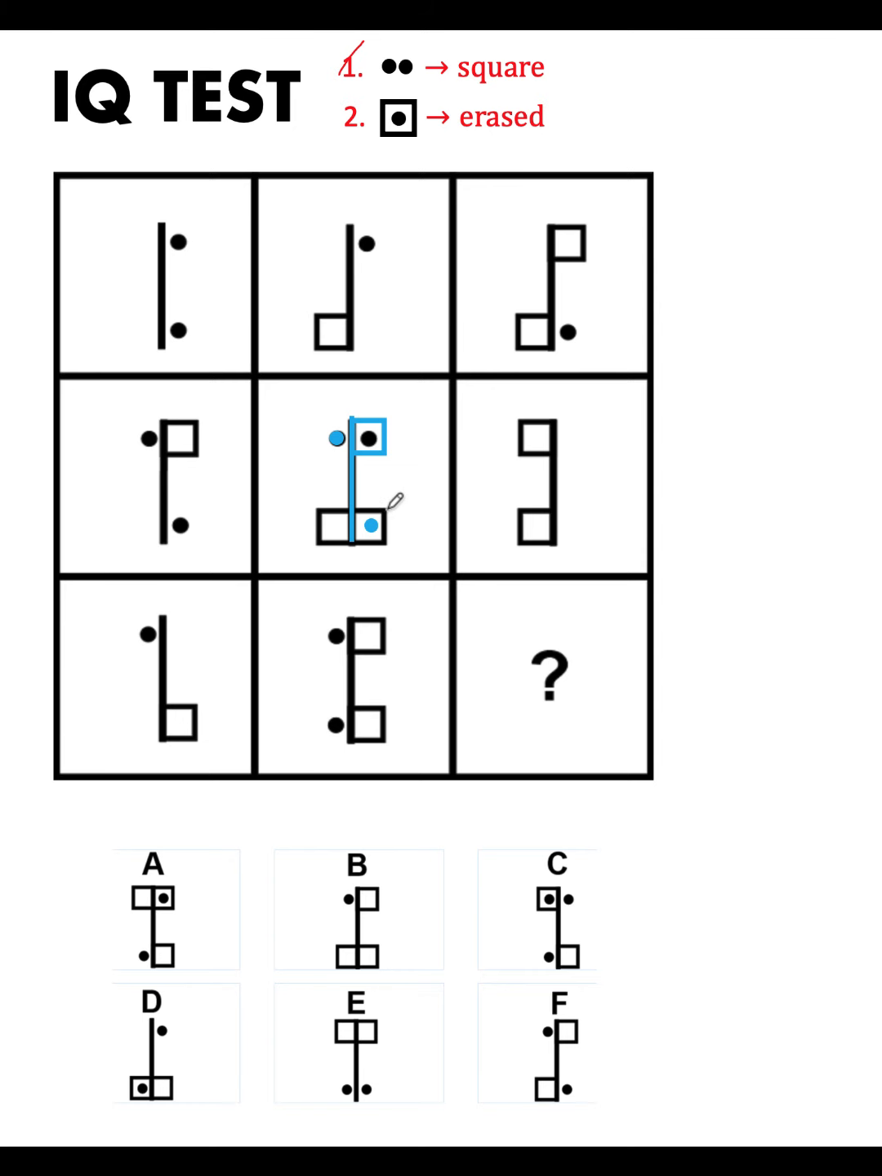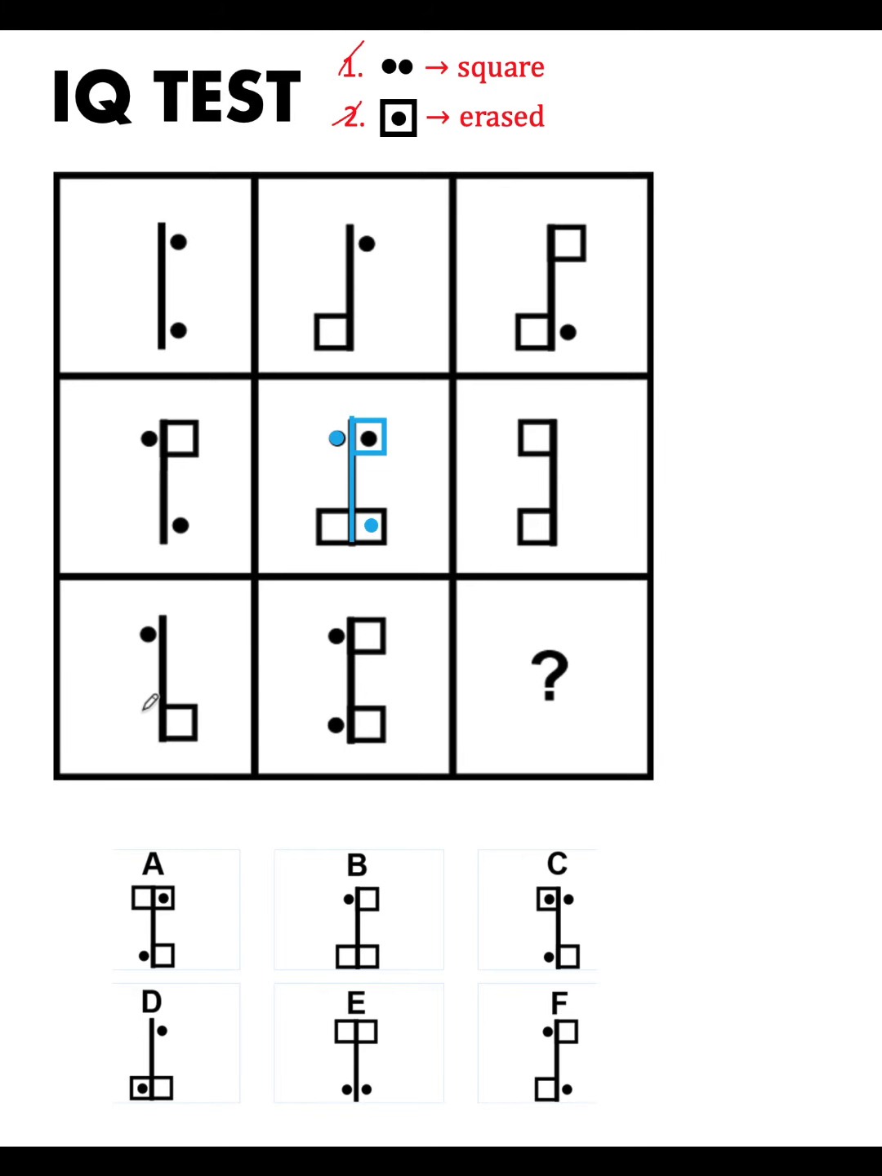Then we have here again a square with a dot inside, and there's nothing here. So it's confirmed that the rule for a square and a dot inside is to erase that in the third picture. So we confirm this second rule.